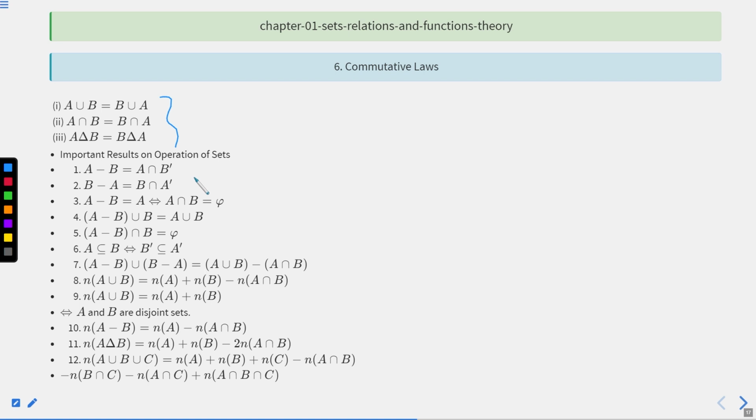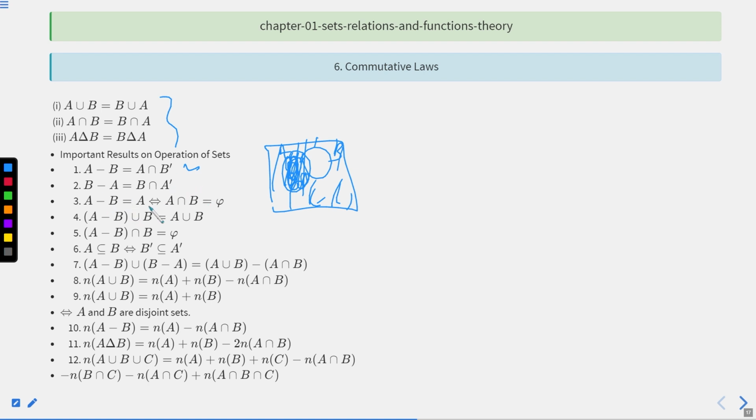Now let's see some important results on operations of sets. A minus B can be represented as A intersection B complement. All the things you can see by Venn diagram, right? First thing, suppose A minus B. So A minus B is all the elements which are in A but not in B, right? So A minus B is A intersection B complement, right? So B complement is these things. So A intersection B complement is this region, right? Clear? So now B minus A is B intersection A complement.